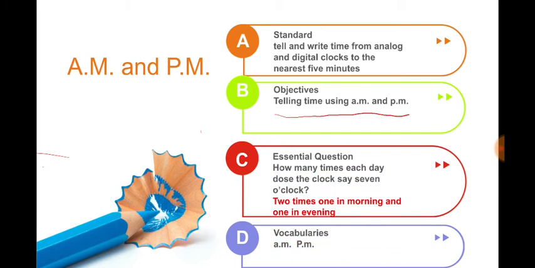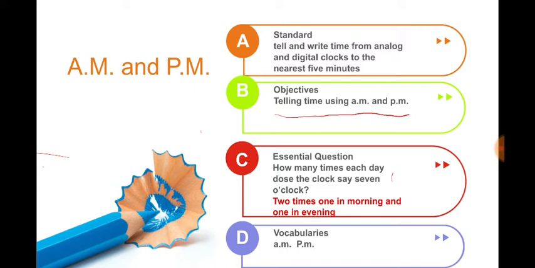My goal, my objective after this lesson, is telling the time using AM and PM. So, what's the essential question? How many times each day does the clock say 7 o'clock? Is it 1 time, 2 times, 3 times? Tell me how many times?